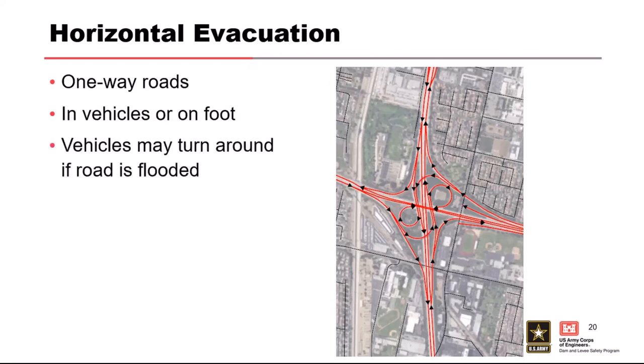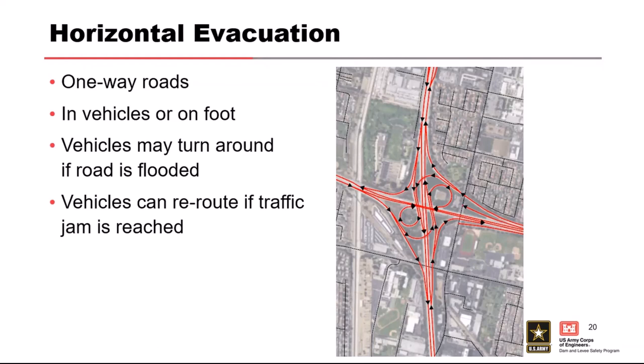Vehicles may turn around if a road is flooded. So as they're driving along, they come to a flooded road, they have the ability to turn around and try to find a better route. And vehicles can reroute if they reach a traffic jam. How many of you have been driving along and you see a traffic jam and pull up your phone and see, okay, it's going to be red for the next 3 miles. Maybe I'm going to take an exit if I can and try to find a way around it. We've all done that, right? LifeSim is built to try to mimic that behavior.